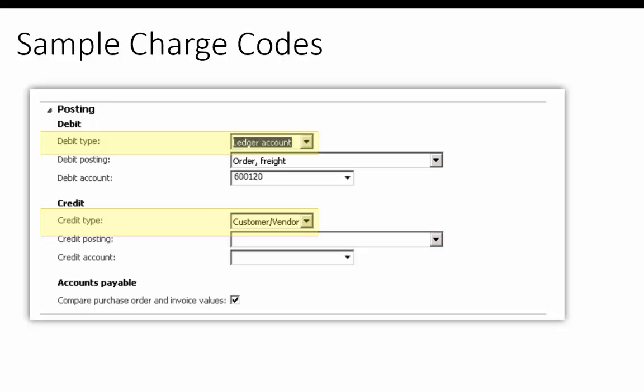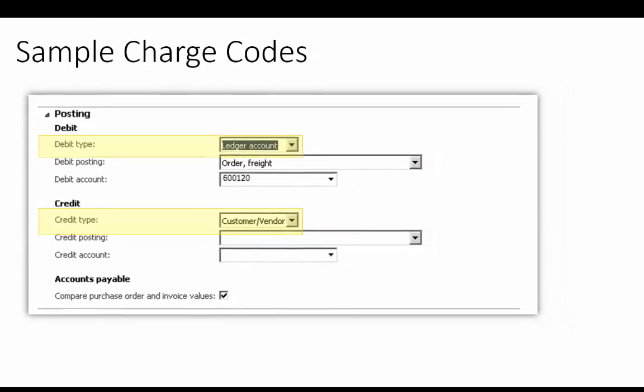Then second is the ledger account. When ledger account is set up as a debit or credit type, the charge is incurred internally and does not appear on sales or purchase transactions. And third option is customer and vendor. When customer or vendor incurs the charges, debit or credit type should be set to customer or vendor.